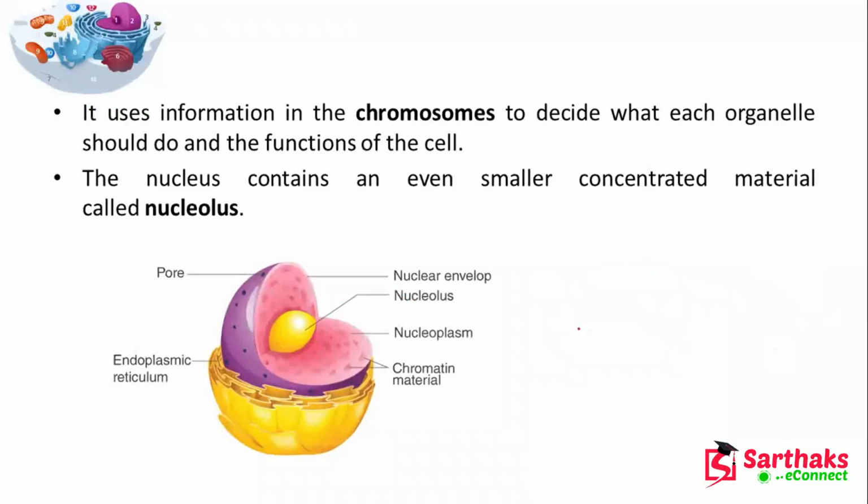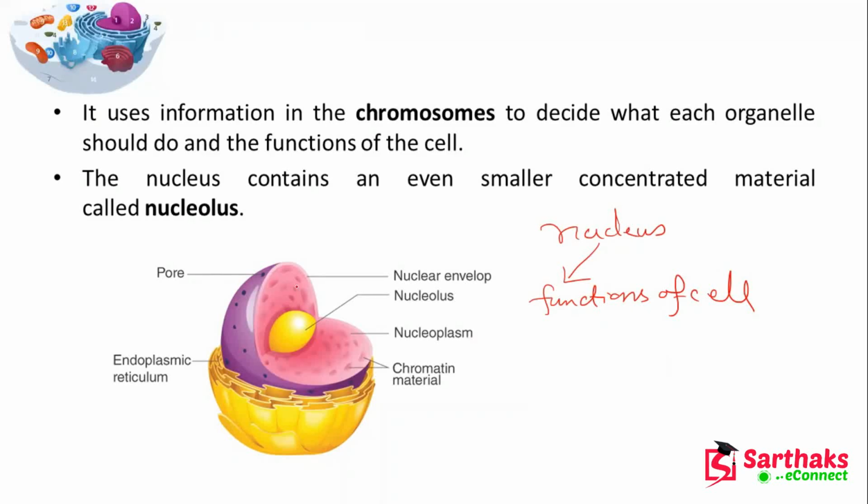Now, it uses the information of chromosomes to decide what each organelle should do and the function of the cell. So the nucleus is very important because it decides many functions of the cell, and it will decide what the different organelles do. There are several organelles we have, and what each organelle should do will be decided by the chromosomes, and the nucleus uses this information.